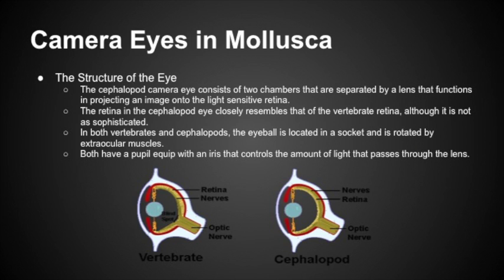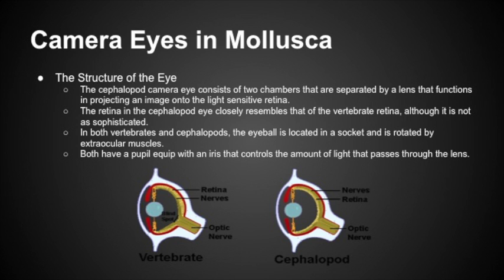The cephalopod camera eye consists of 2 chambers that are separated by a lens that functions to project an image onto the light-sensitive retina. The retina in the cephalopod camera eye closely resembles that of the vertebrate retina, although it is not as sophisticated. In both vertebrates and cephalopods, the eyeball is located in a socket and is rotated by extraocular muscles. Both vertebrates and cephalopods have a pupil equipped with an iris that controls the amount of light that passes through the lens.